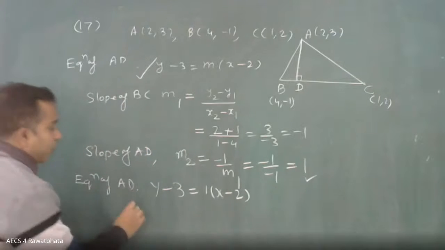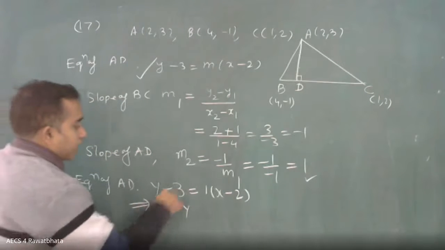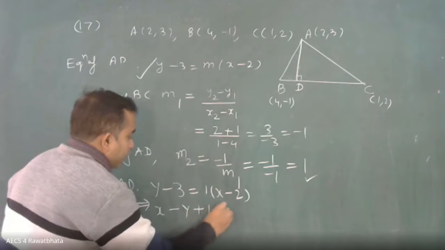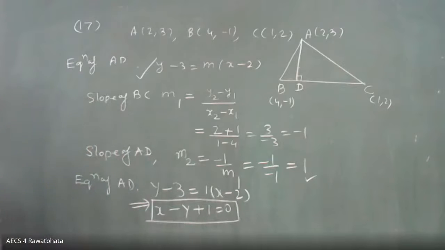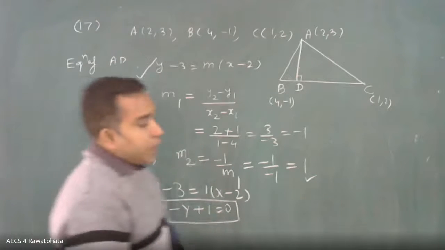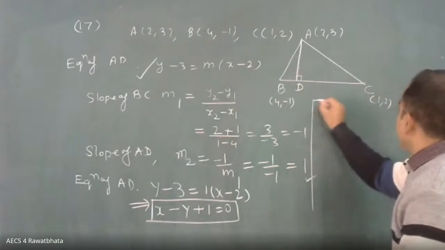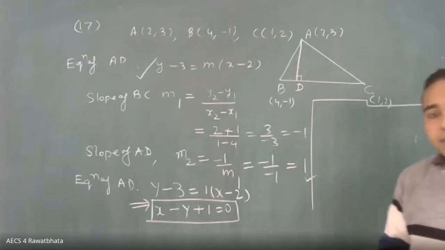Let us simplify this a little. x minus y, taking 3 also on that side, plus 3 minus 2, it will be 1 equal to 0. So this is the equation of AD. So one work is done, but one more thing they are asking: find out the AD length. So how to get it? Any idea, students? Any suggestion? Somebody suggest me, I'll follow that. How to get the length AD?